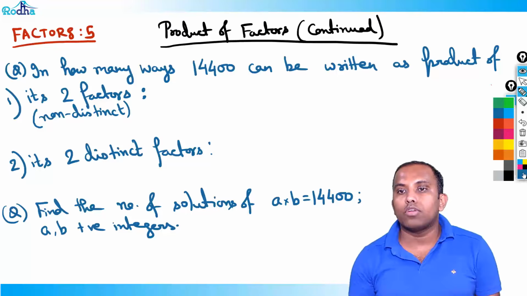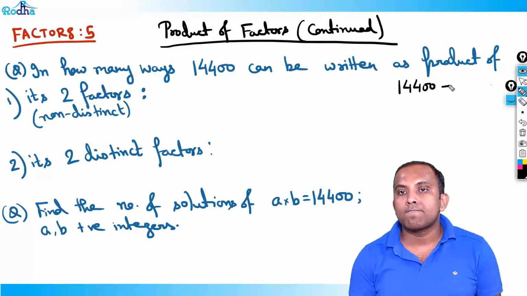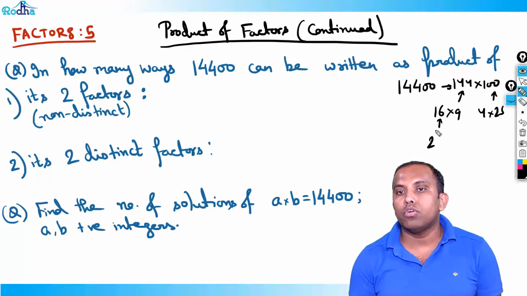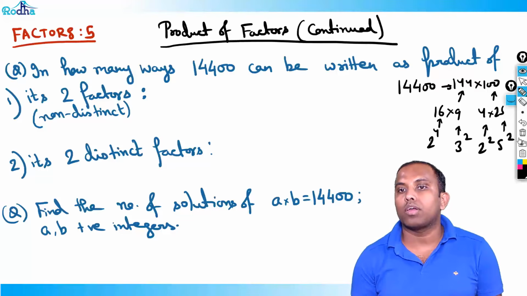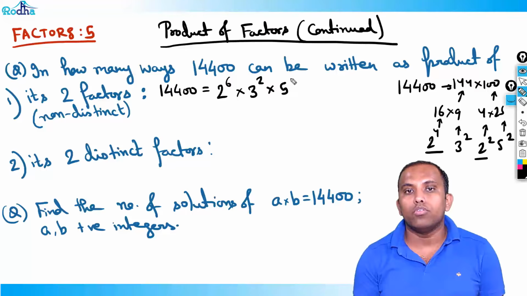Now what is 14,400 in terms of prime basis? It is nothing but 144 into 100. What is 144? 16 into 9. What is 100? 4 into 25. So this is 2 raised to 4, this is 3 square, this is 2 square, and this is 5 square. So we can write 14,400 as 2 raised to 6 into 3 square into 5 square.